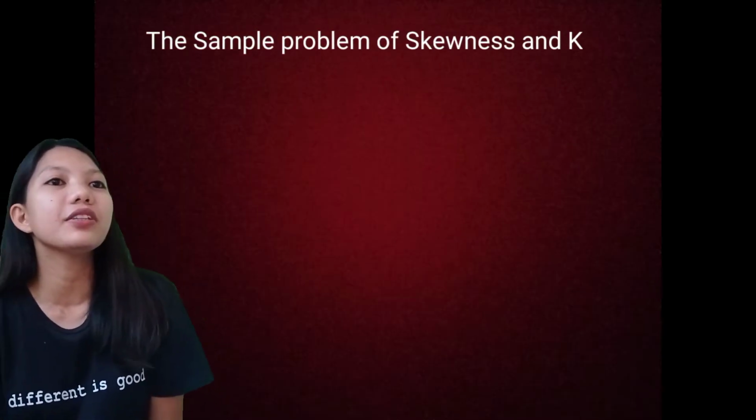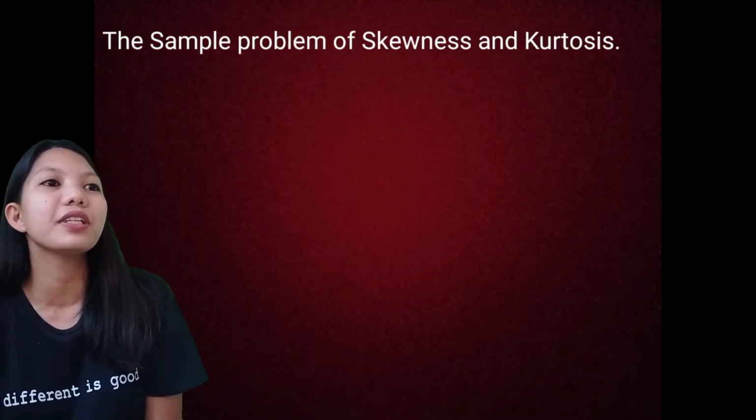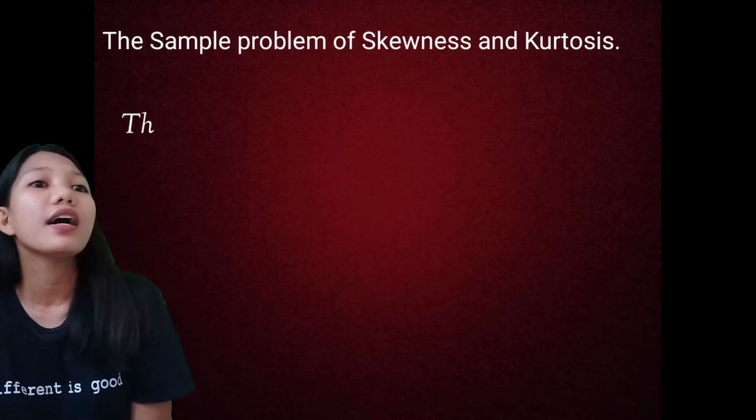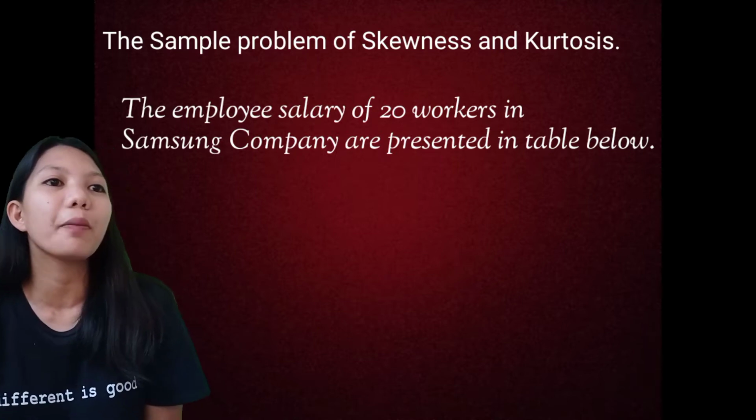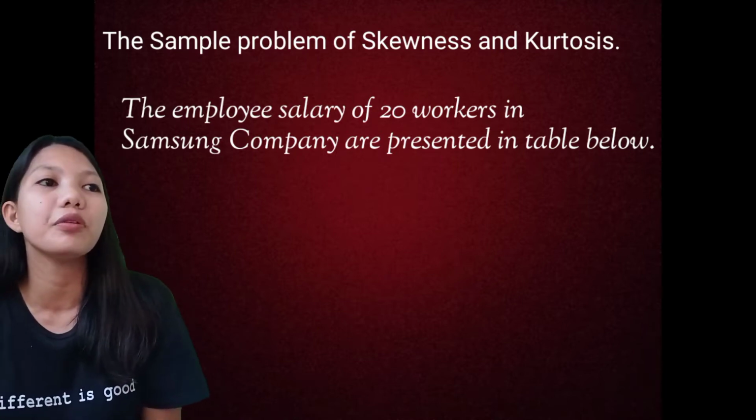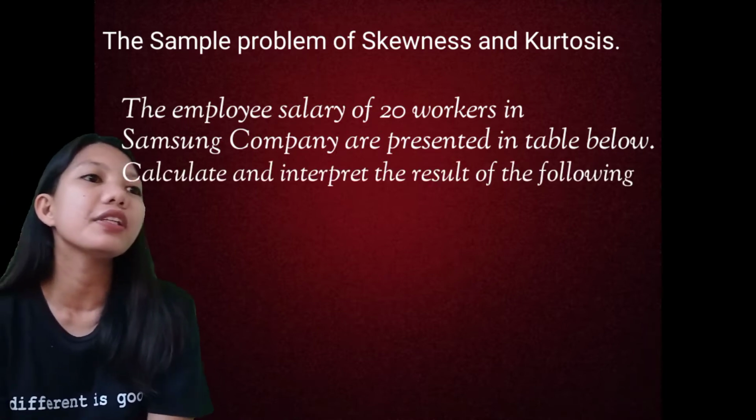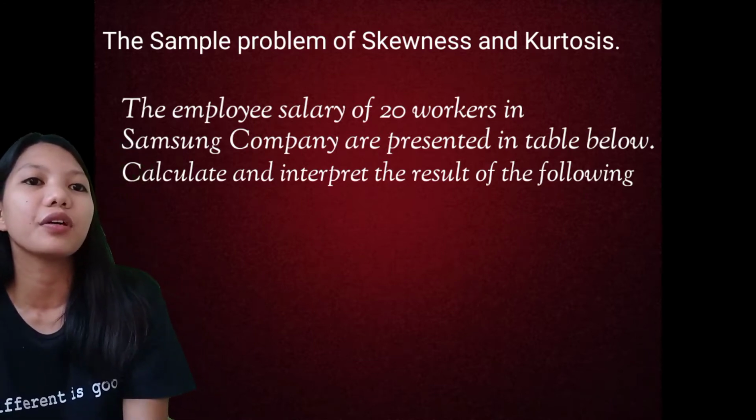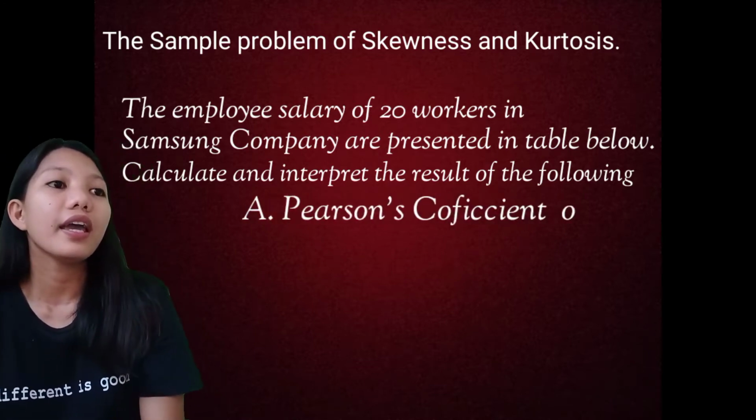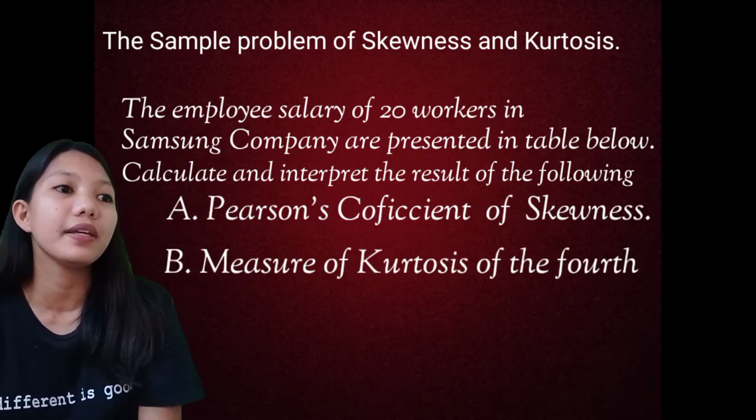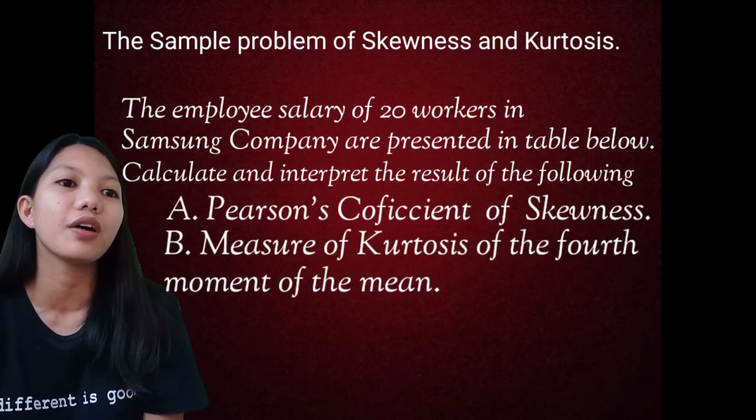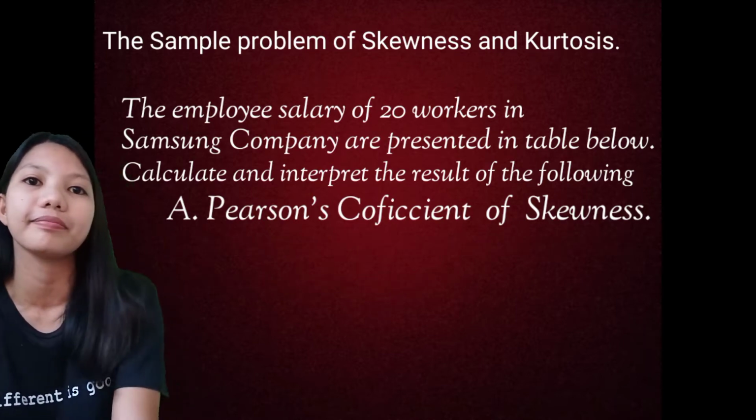Okay, let us proceed to the sample problem of skewness and kurtosis. The employee salaries of 20 workers in Samsung Company are presented in the table below. Calculate and interpret the result of the following. A. Pearson's coefficient of skewness. B. Measure of kurtosis of the fourth moment of the mean.